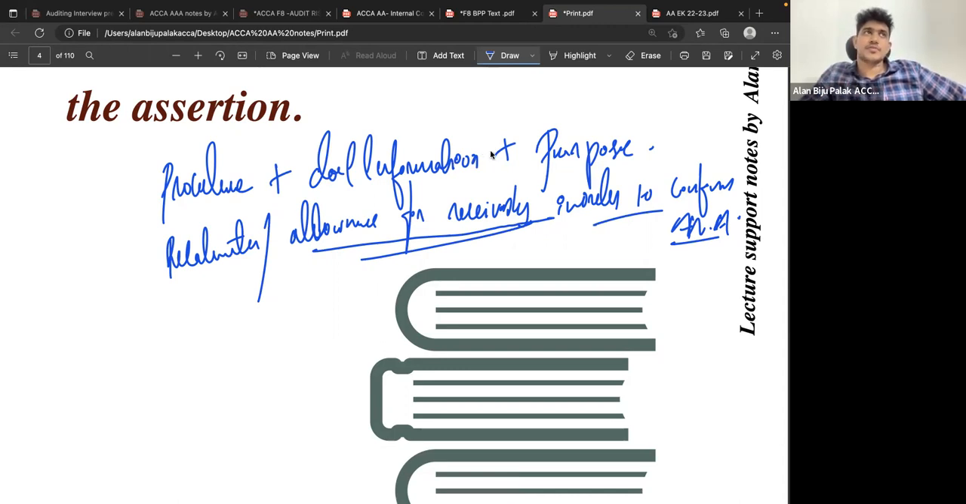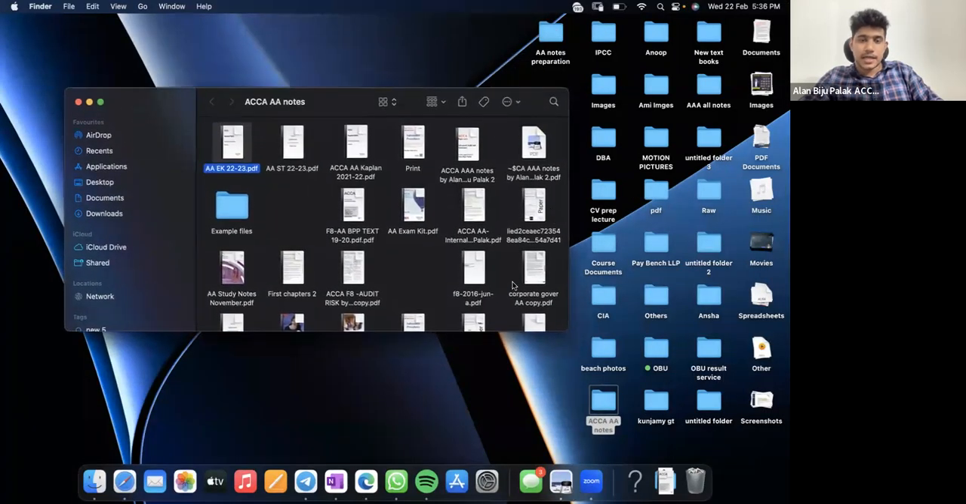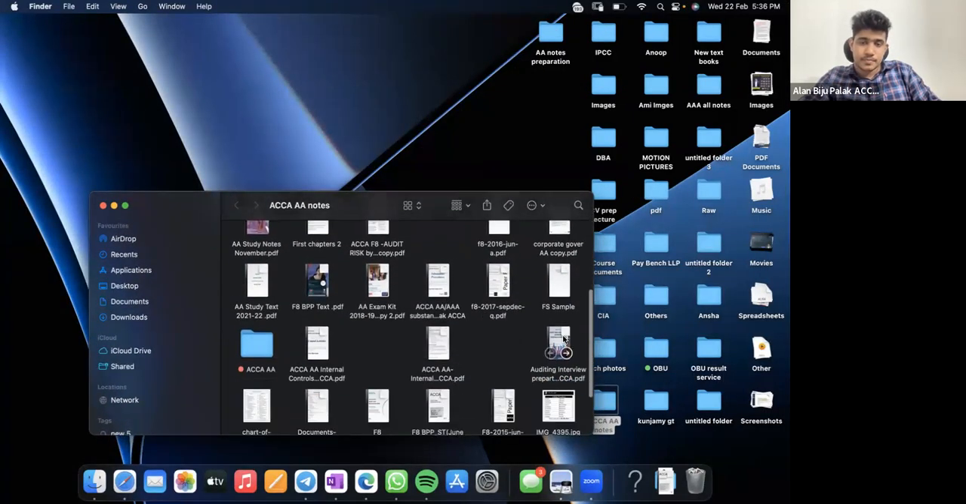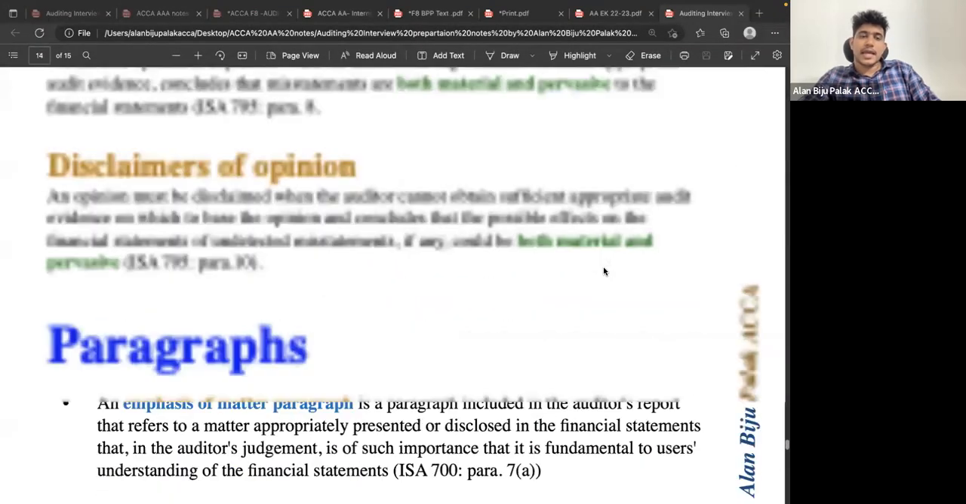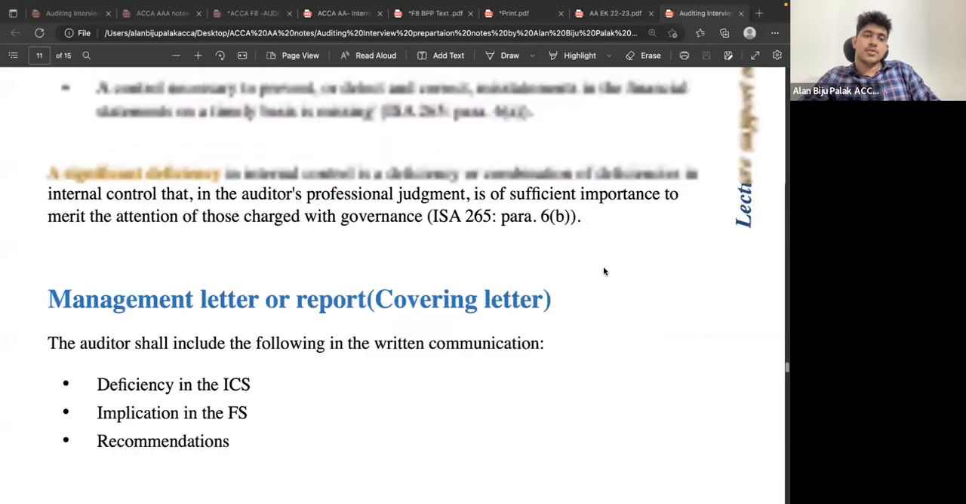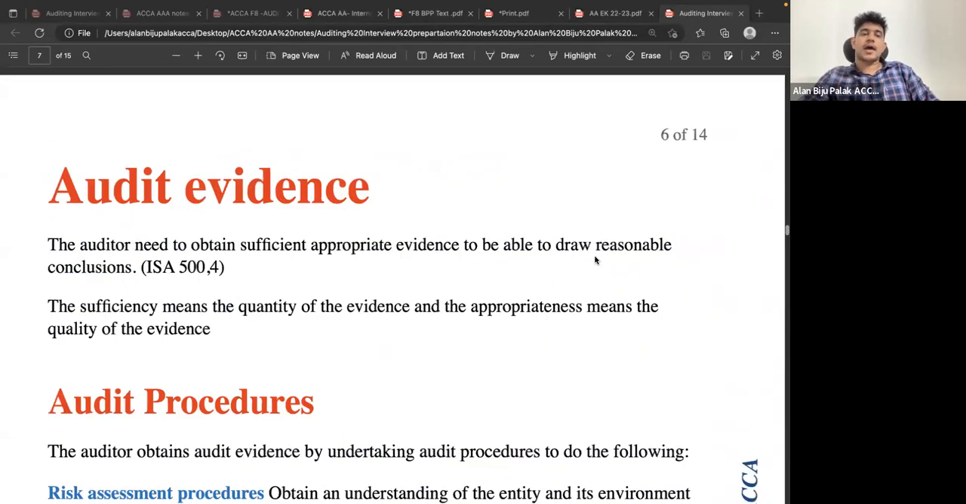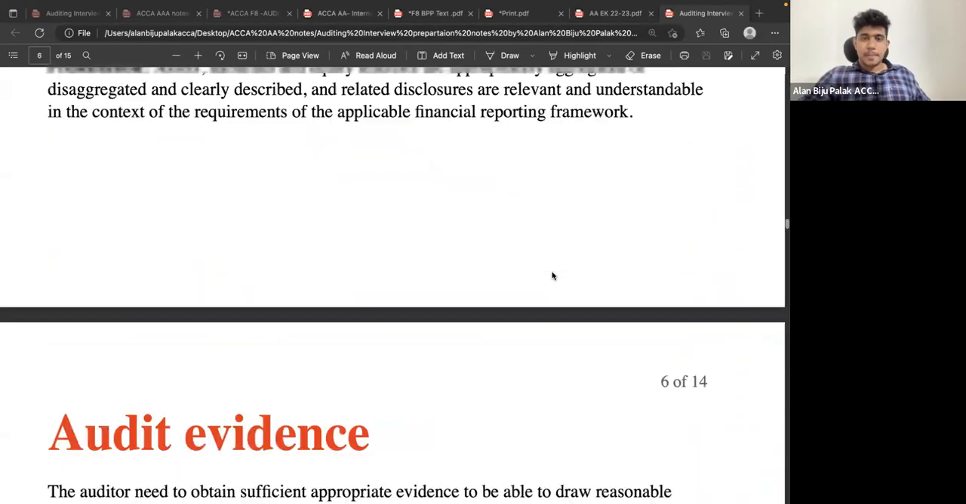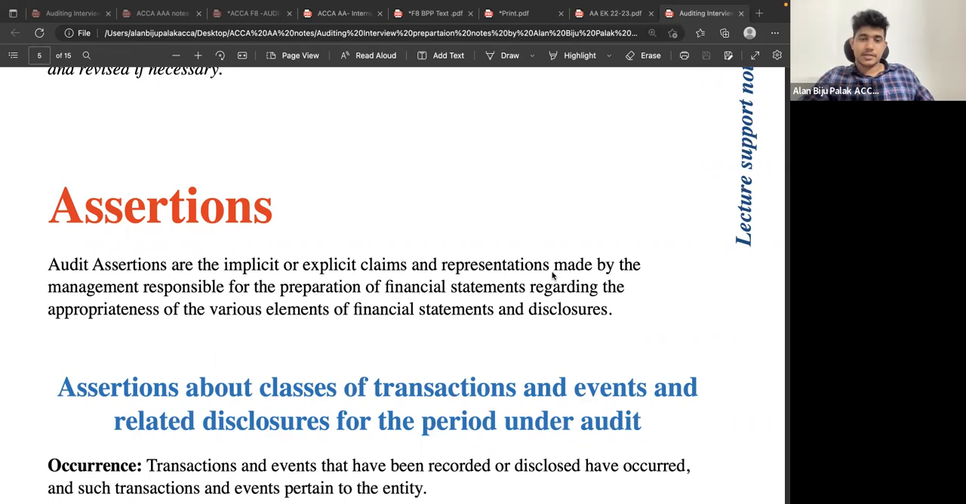For the purpose, we need to literally understand the meaning of assertions. We have already studied assertions, right? What do you mean by assertions? Assertions are the claims made by the management. The management is responsible for preparing the company's financial statements, and while preparing them, they might make certain claims or guarantees. These claims and guarantees can be called assertions.